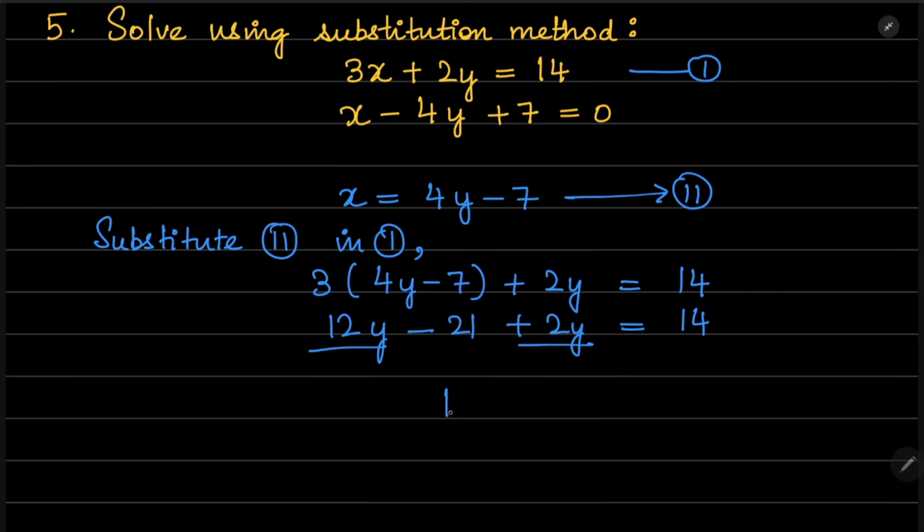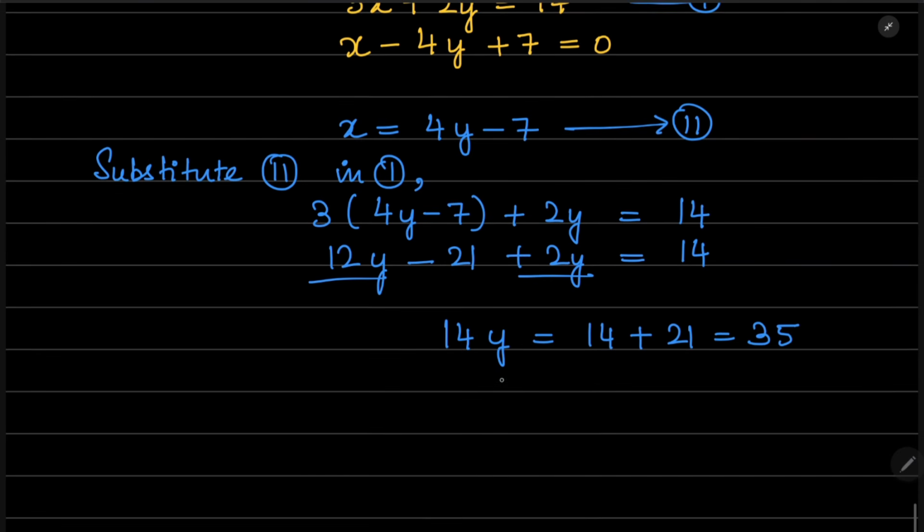12y plus 2y, which is 14y, is equal to 14 plus 21. What is 14 plus 21? 4 plus 1, 5, 2 plus 1, 3. So y is equal to 35 by 14. 7 5s are 35, 7 2s are 14. So what is y? y is equal to 5 by 2.